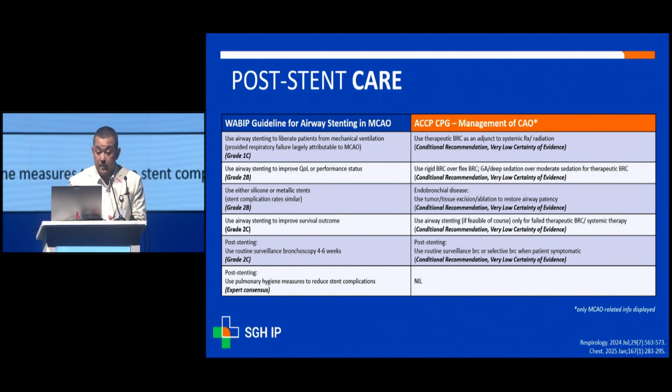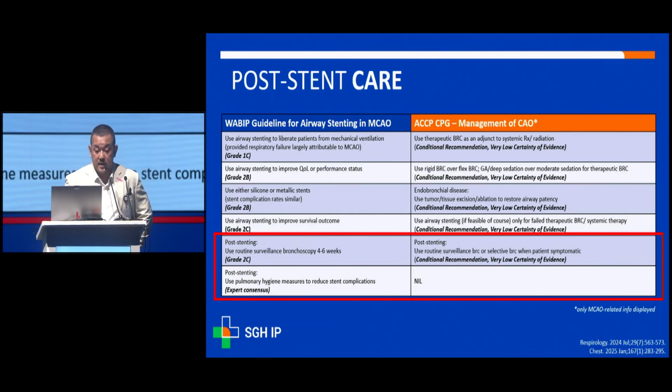And so this is just a summary table to tell you the difference between the WABIB guidelines for airway stenting as well as the ACCP-CPG. So just importantly, in terms of post-stenting, the WABIB guideline uses routine surveillance bronchoscopy at 4 to 6 weeks, but ACCP says you can do either approach, okay? And then post-stenting, there is also a suggestion to use pulmonary hygiene measures to reduce stent complications, but the ACCP did not make any comments on that point.